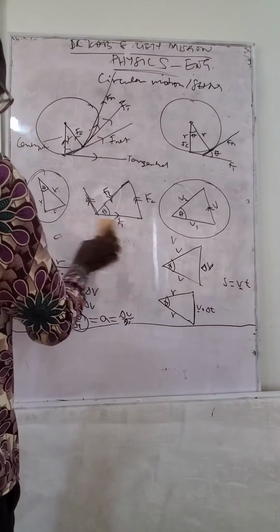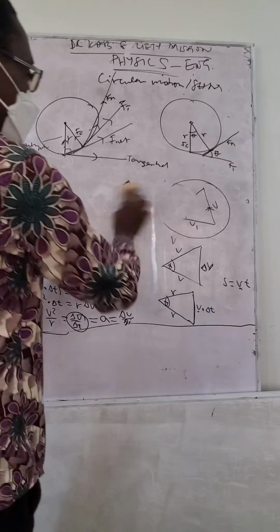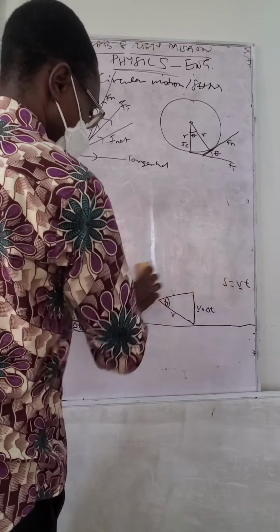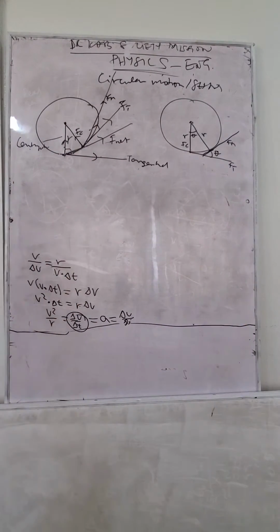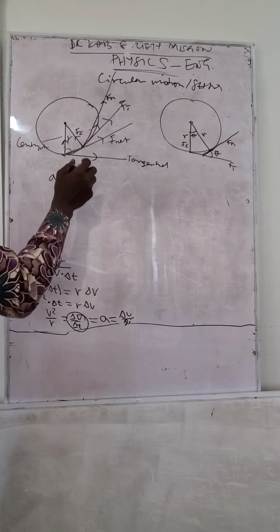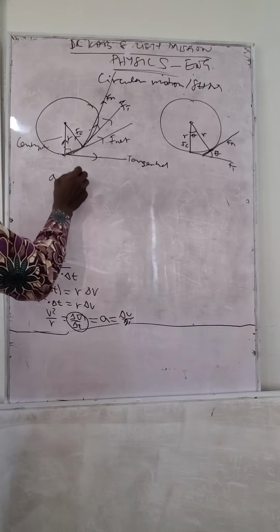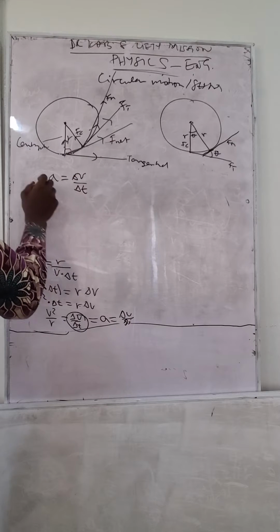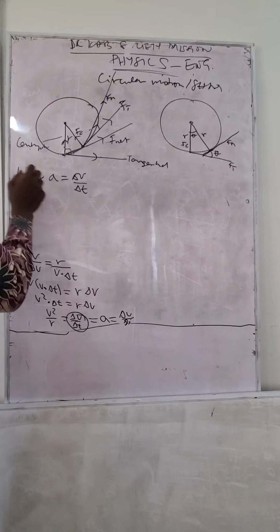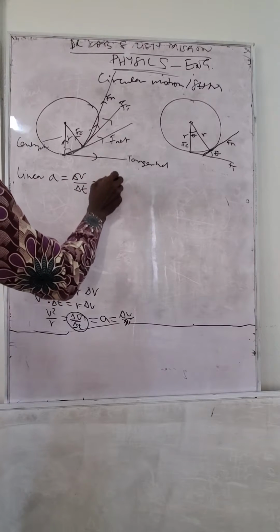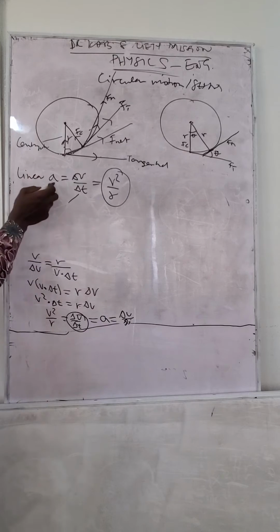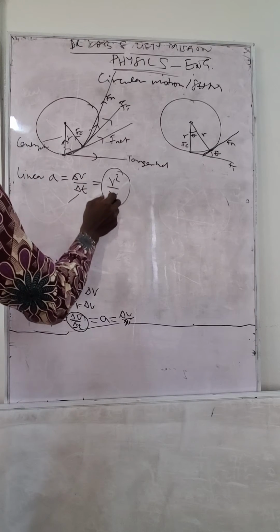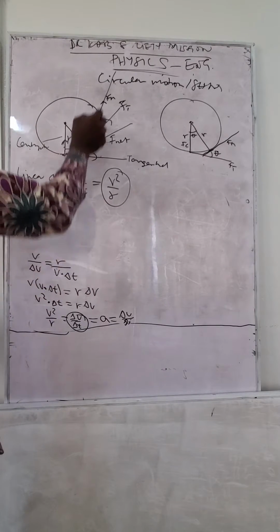From this, it's now clear that you can define and derive acceleration from here. So you can say that A is equal to change in V over change in T, this linear acceleration, and this is equal to V squared over R. This is an expression for all kinds of acceleration, and this is an expression for linear acceleration when we are looking at it in a circle.